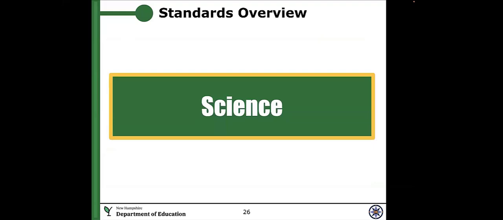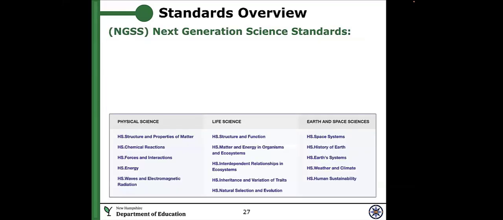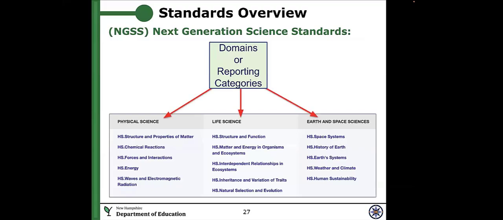All right, let's take a look at science, see how those are organized. So when we get into unpacking, it makes sense where we're pulling them from. The next generation science standards are what we are looking at. And much like the other ones, were organized into domains. So you can see the 3 domains here: physical, life, and earth and space sciences.